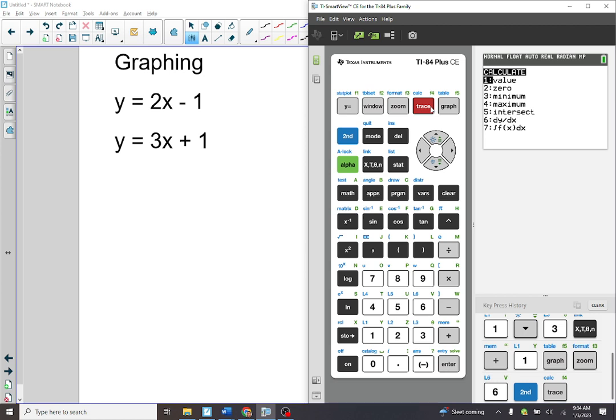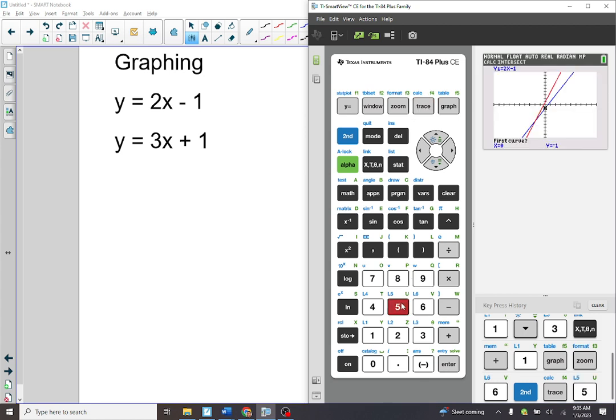In this option, this is option number 5, okay? It should be option number 5 for every calculator. If not, just make sure you read it carefully. I'm gonna click 5. Now, it asks you first curve. Now, you only have 2 lines or curves. So you're just gonna press enter for the first curve. You're gonna press enter for the second curve.